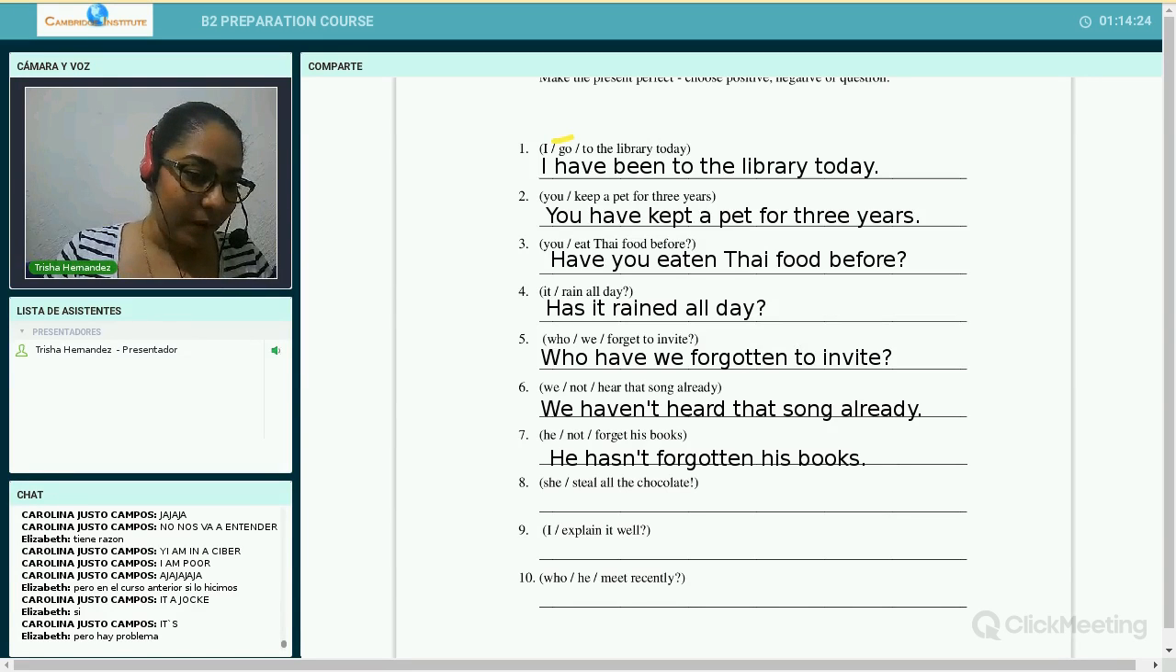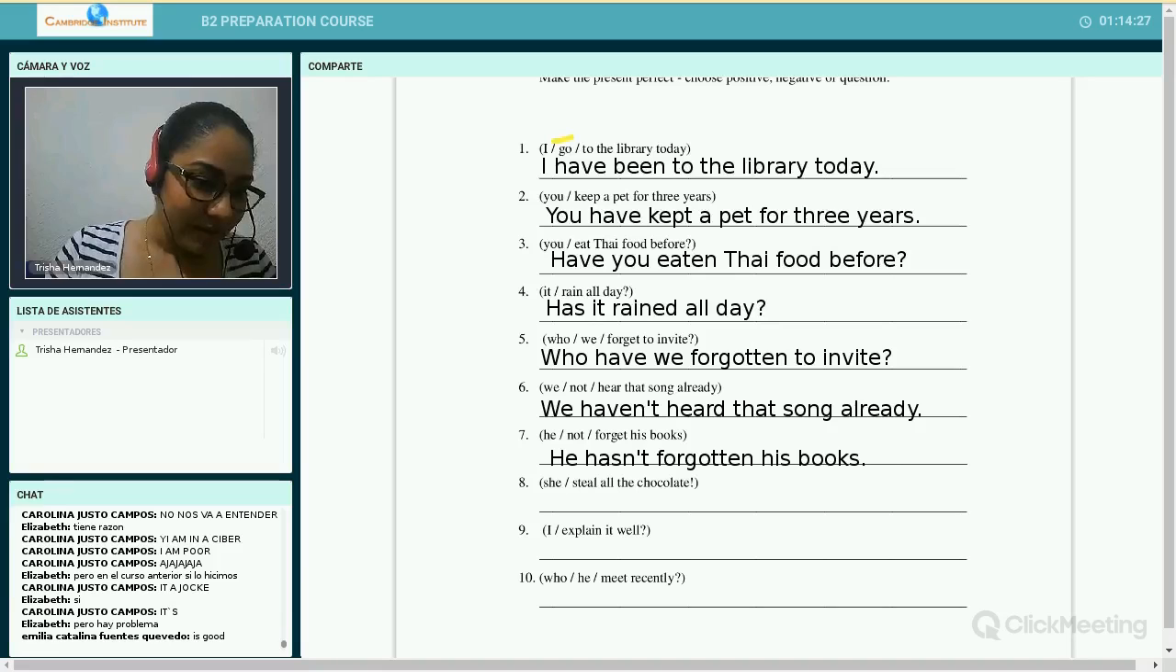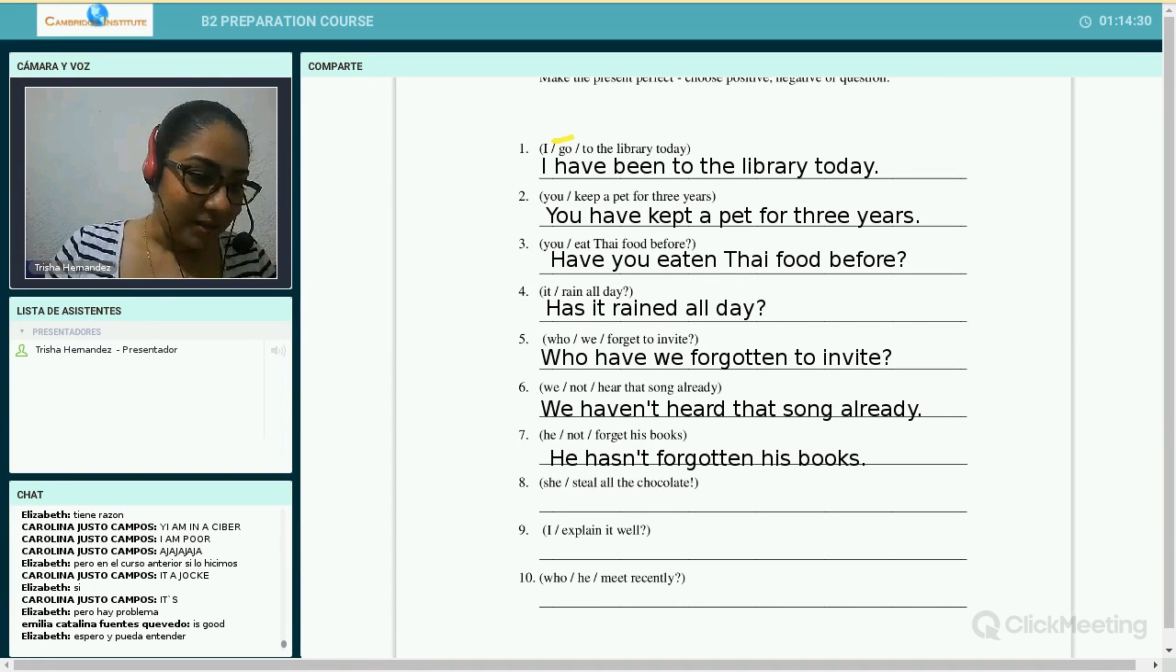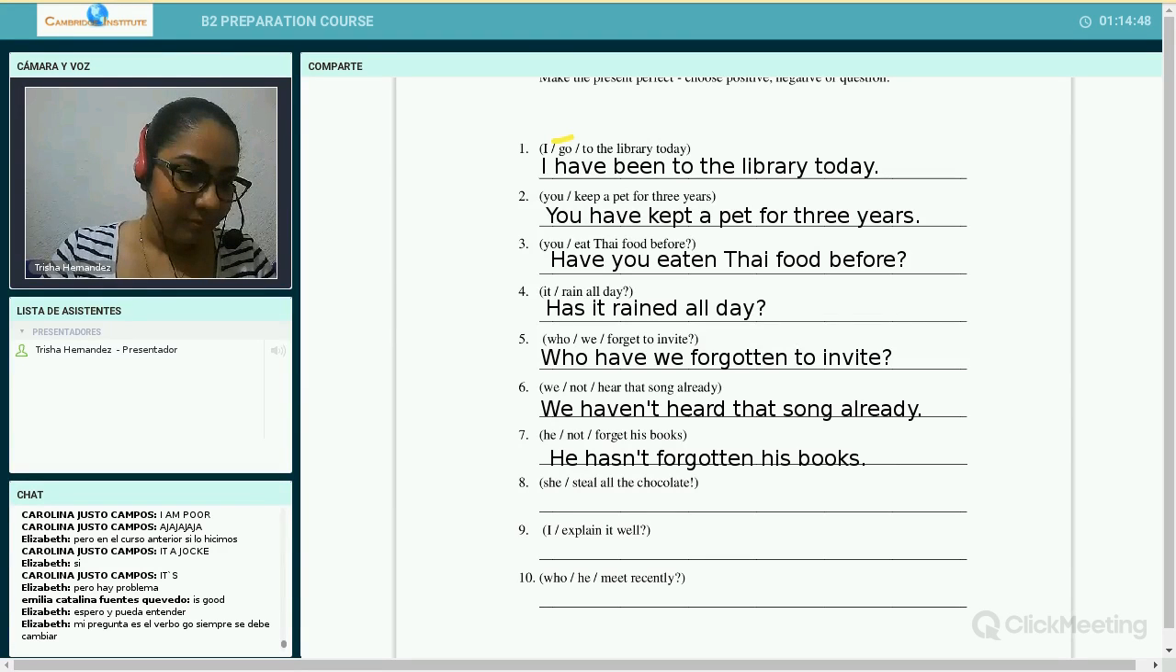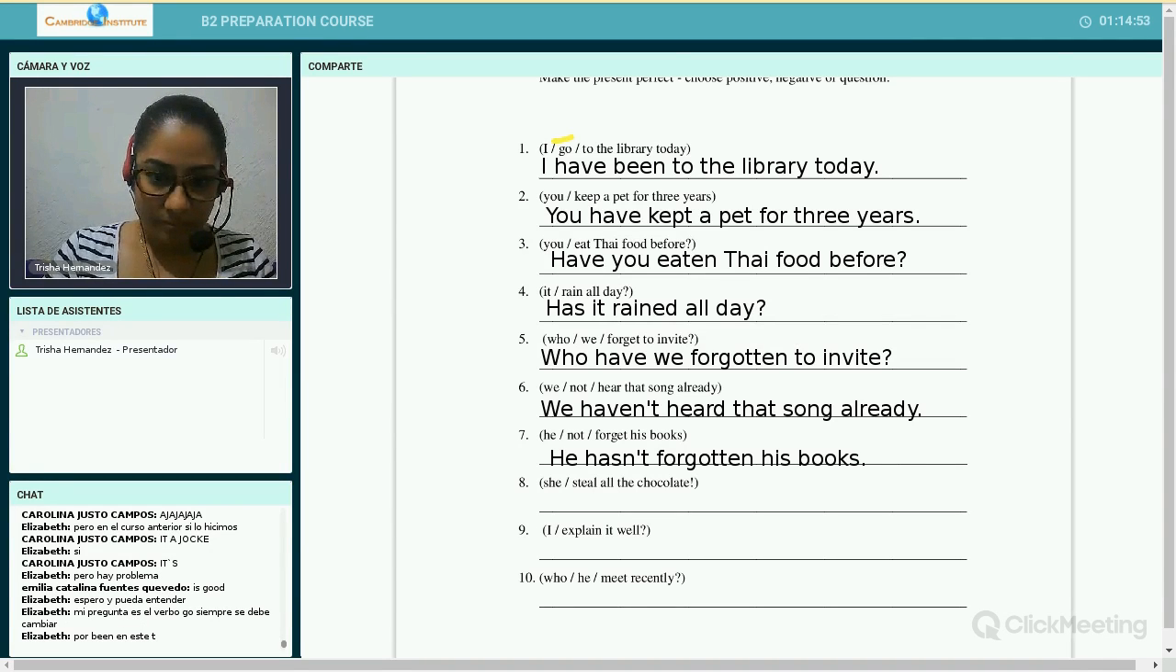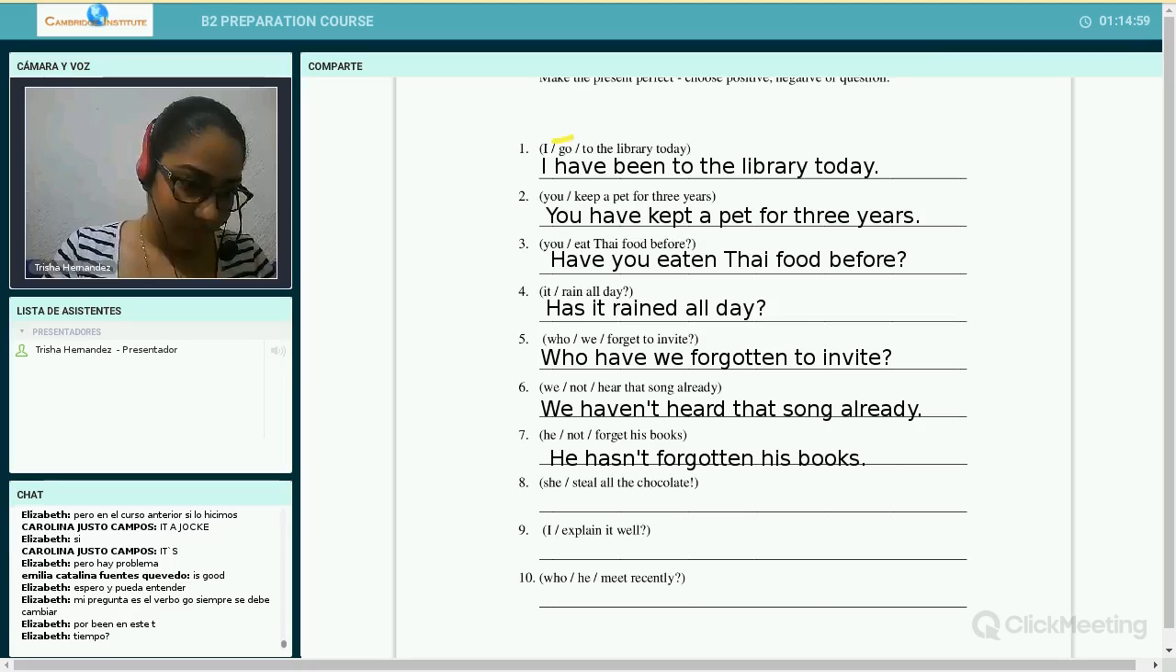Okay, Elizabeth, what is the problem? Si no seríamos bolas también. Claro que sí, Elizabeth. En este tiempo. No.